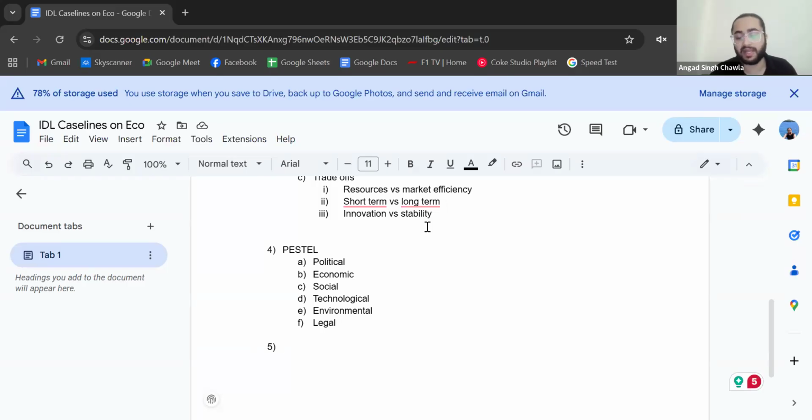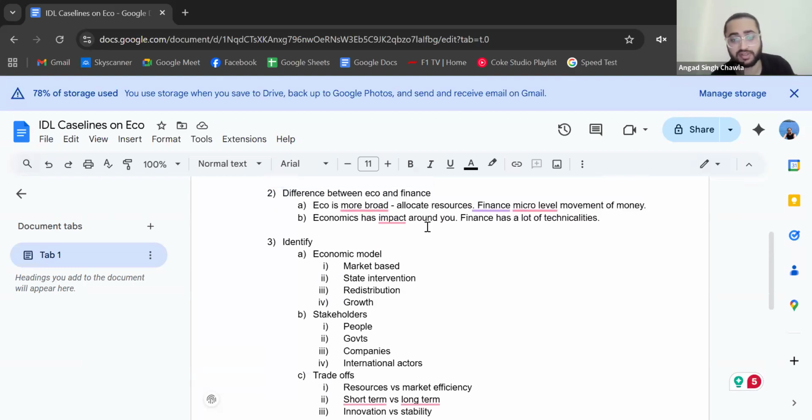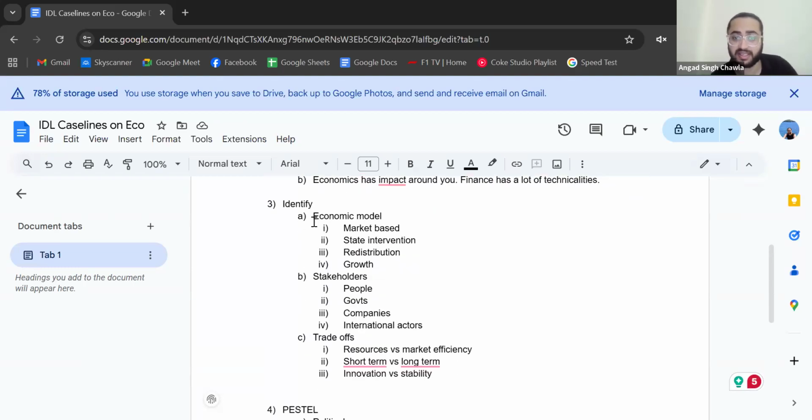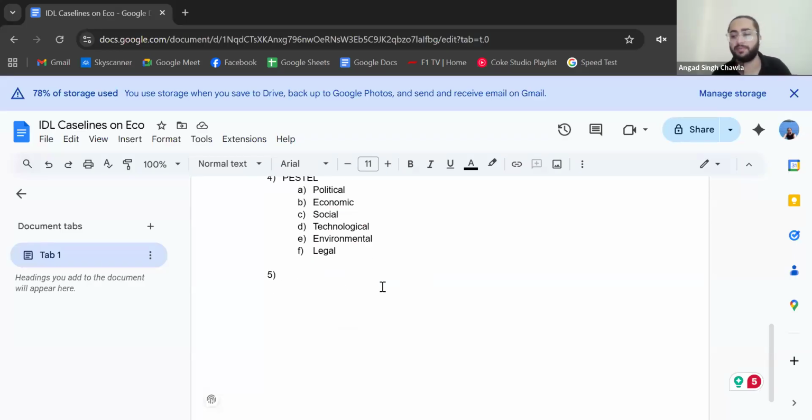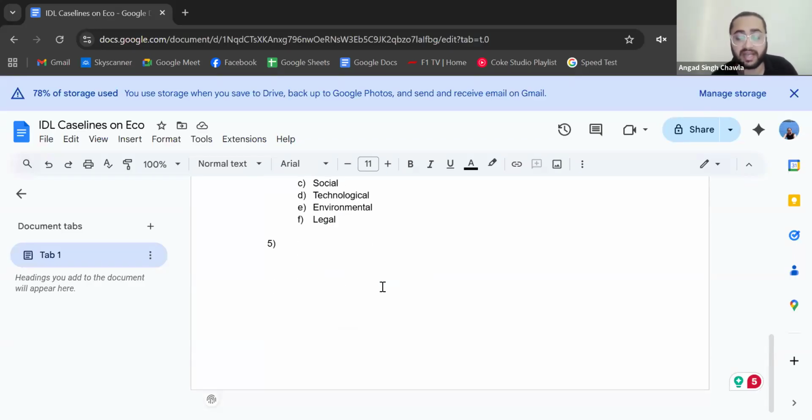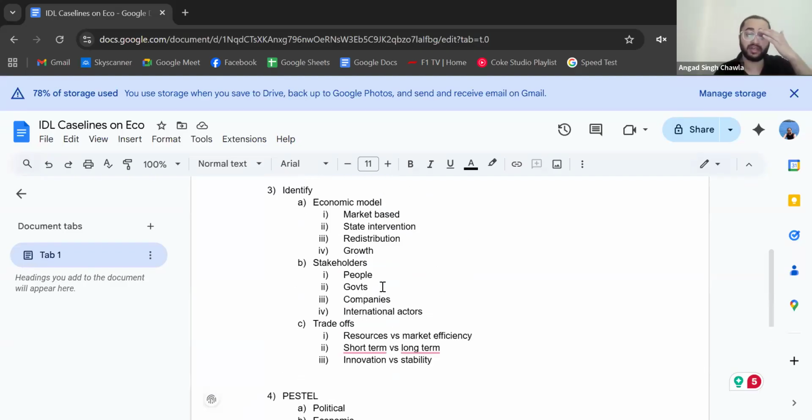Now let's get to case lines, and just explain how the case lines are going to function. The first three steps were to identify the economic model that the motion falls under, second was to identify stakeholders, and the third was to identify trade-offs within the debate. The next thing we're going to talk about is the what. So let's get into a little more detail about this.